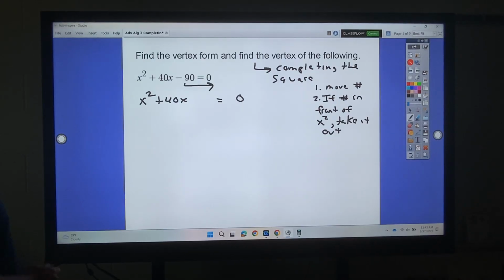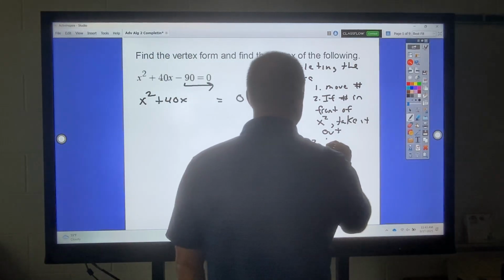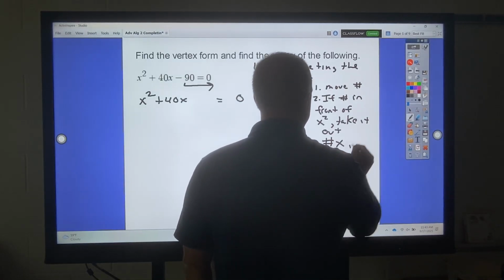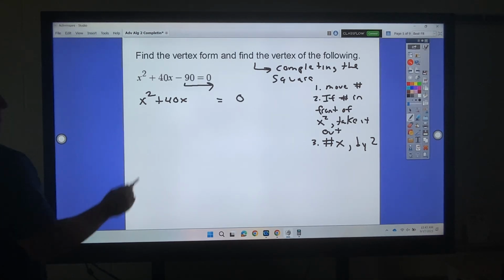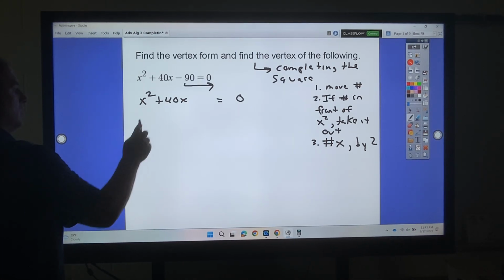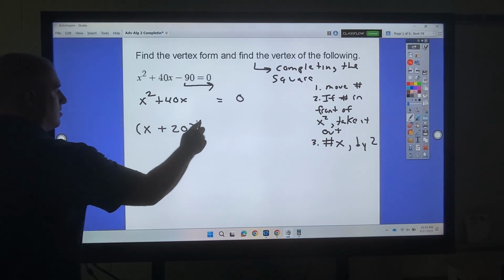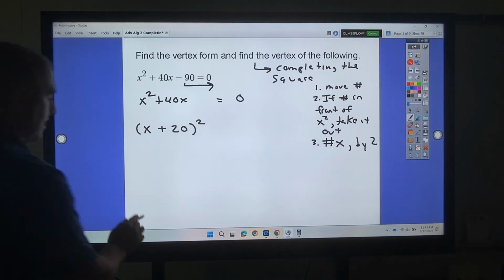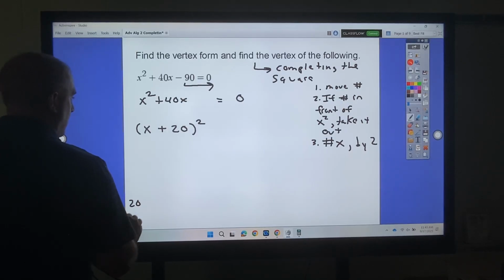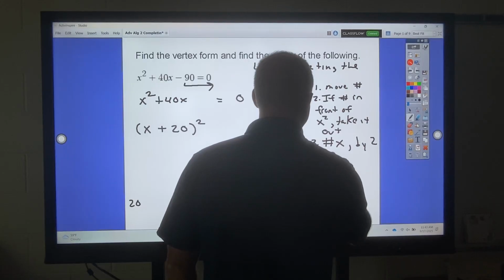Then once you do that, what you're going to do is divide the number in front of x by 2. So basically I'm going to do 40 divided by 2, which is 20. Now here's where that's going to end up going. You're going to put it inside like that. I'll show you what to do with that in a second and why. So 20, we're going to divide that number by 2, and then we're going to square it.